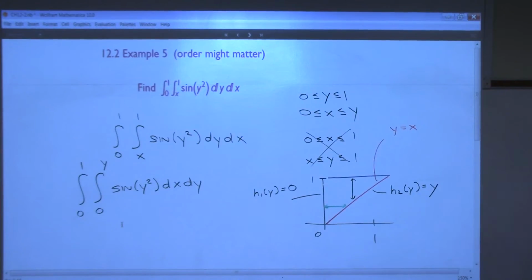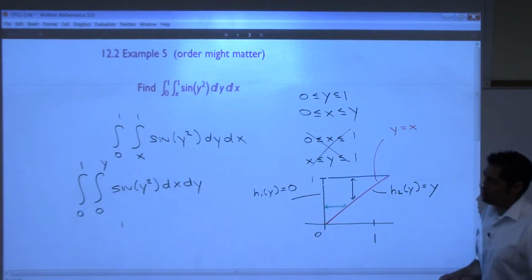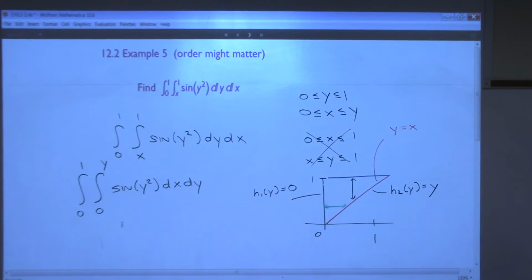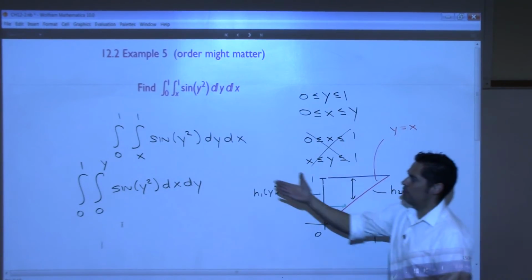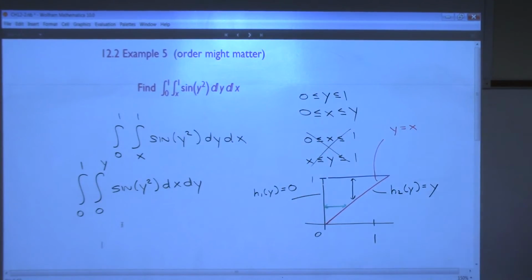There's a couple problems on your homework. I think there's 2 problems where it says switch the order of integration. So they give you this, and they want you to switch it over. And I promise you a problem like that on the final. Promise.